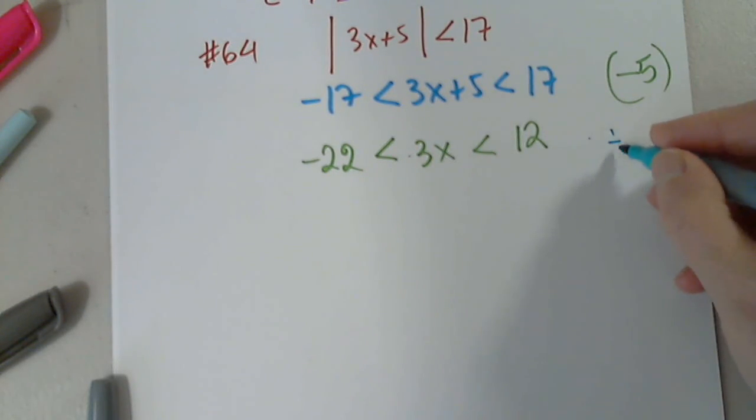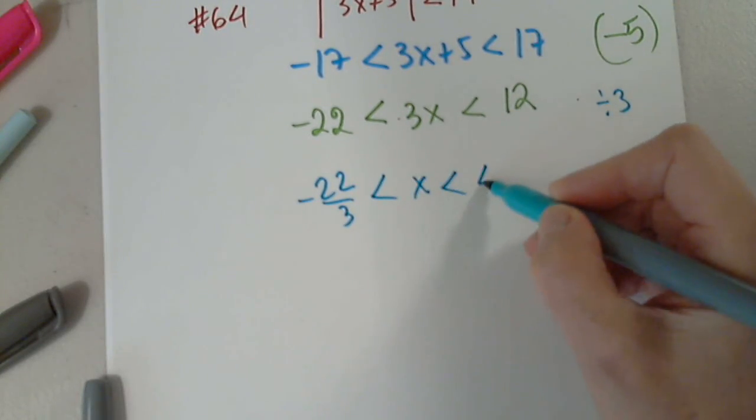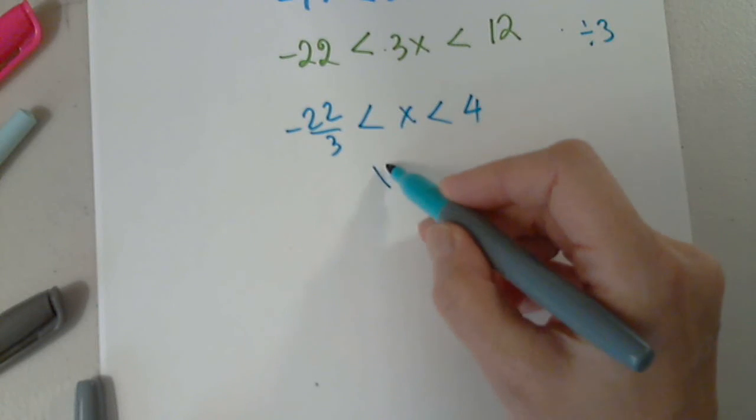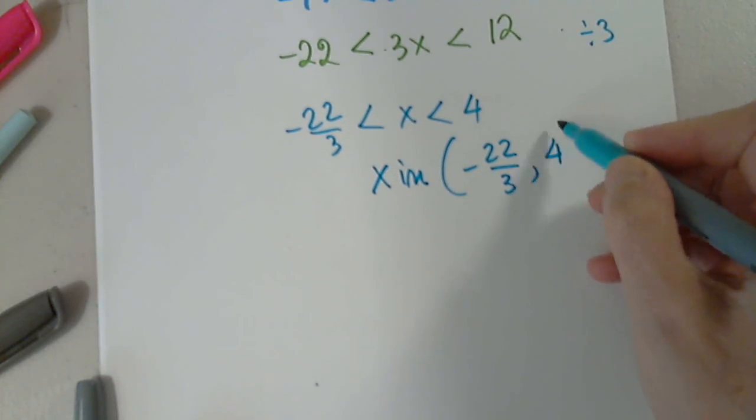We divide everything by 3. So we get negative 22 over 3 less than x and less than 4. And that's the solution. X in the interval negative 22 over 3, comma 4.